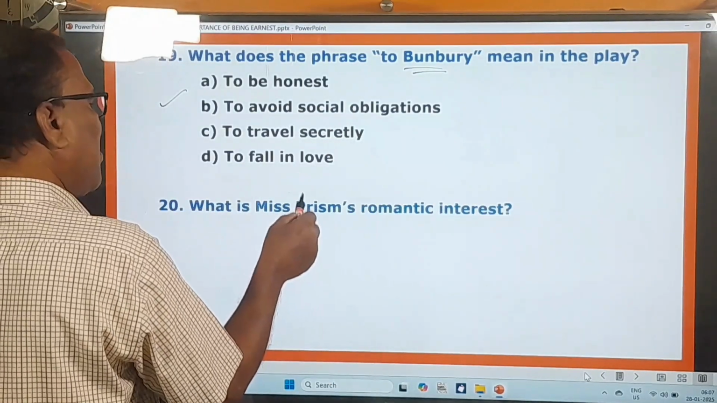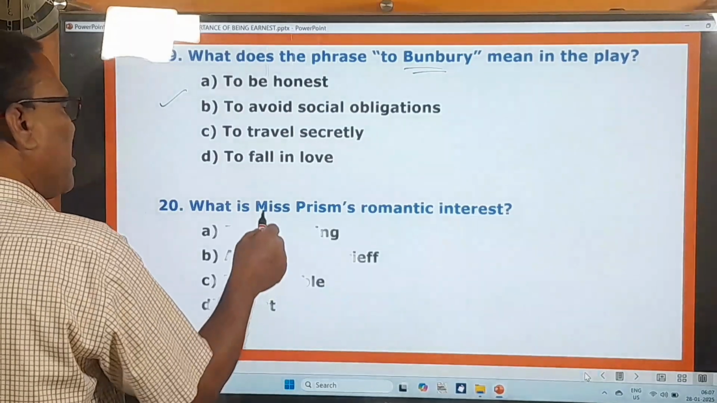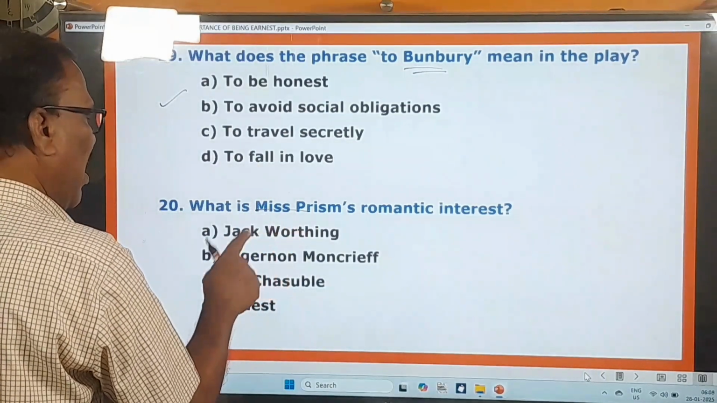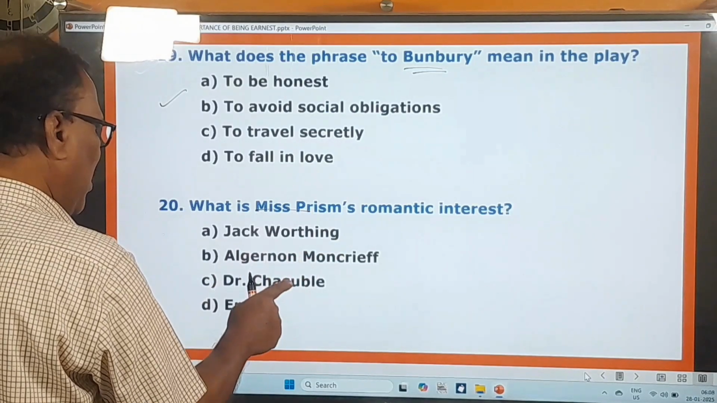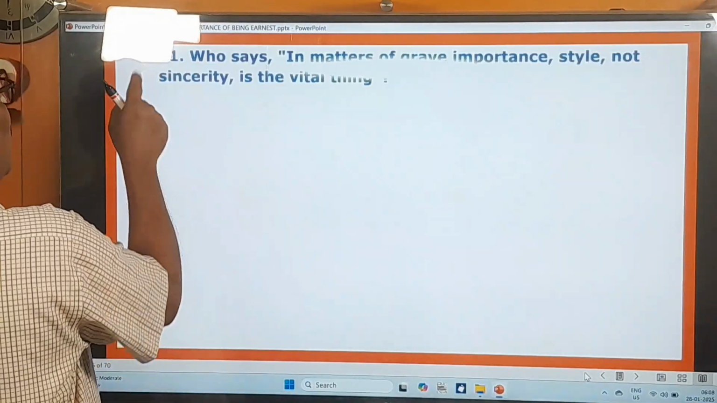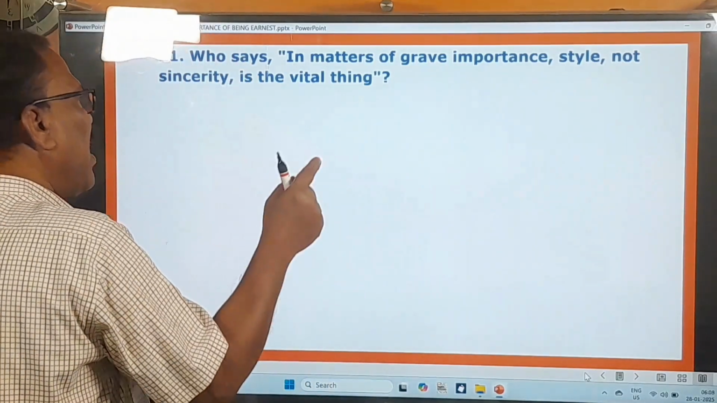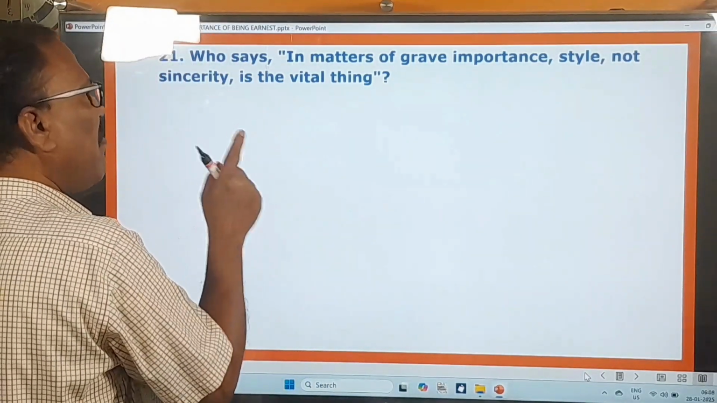What is Miss Prism's romantic interest? Miss Prism is there. That's the governess of Cecily Cardew. Okay, Jock Worthing, Algernon Moncrief, Dr. Chasuble, and Ernest. 21st question. Who says, in matters of grave importance, style, not sincerity, is the vital thing?